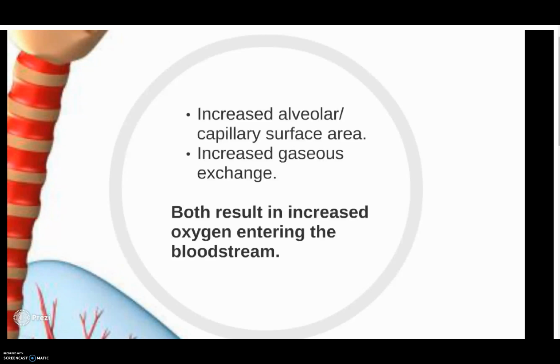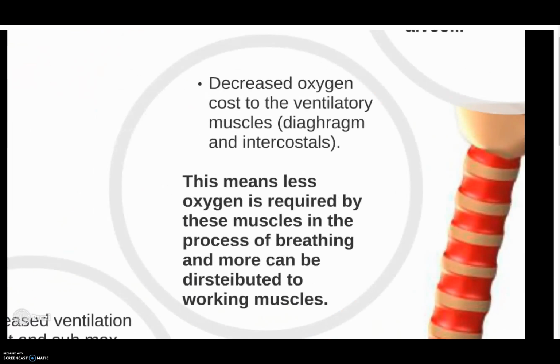We have increased alveoli capillary surface area, and we get increased gaseous exchange. We've got a higher amount of oxygen in the alveoli to start with because of that increased tidal volume. That means there's a greater concentration difference between what's in the alveoli and what's in the capillaries, so more oxygen diffuses across into the bloodstream, so it can be transported to where we need it.